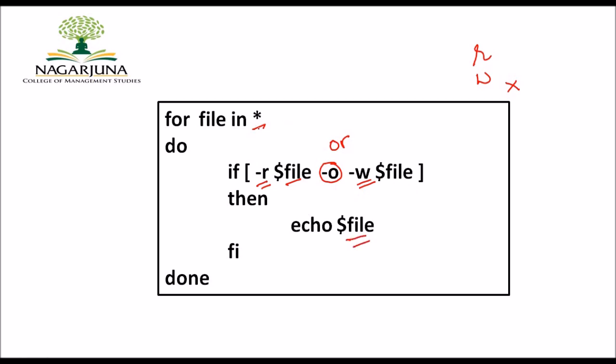So again, I'll repeat that. We are going to check all the permissions of the file and see that the file should have either read permission or write permission. So this is going to display all the files which have a read permission or a write permission. -o represents the OR operation. The file should have a read permission or the file should have a write permission. So this is going to display only those files. If the file has execution permission, then such files will not be displayed.